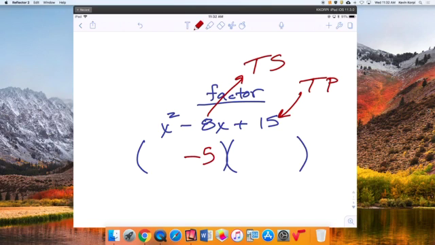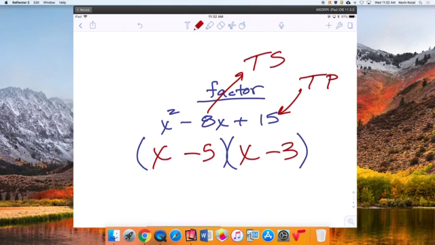-5 and -3. Okay? -5 times -3 is positive 15, and -5 plus -3 is -8. And because it's just x squared, that's just an x, and that's an x. So there's one of 2 possible answers, x minus 5, x minus 3, or flip them around, commute them, x minus 3, x minus 5, right? Piece of cake, piece of cake.